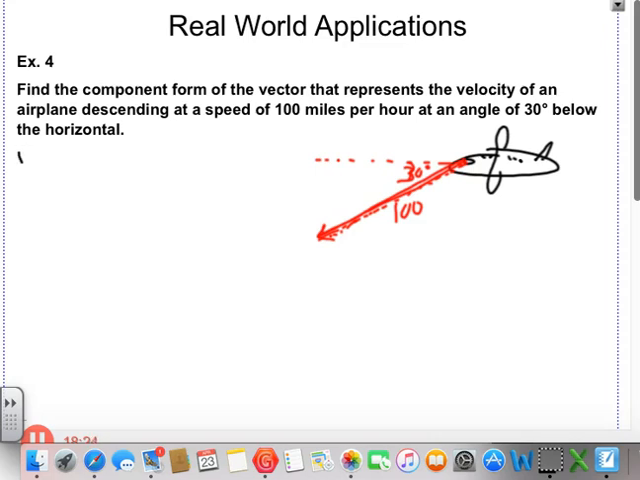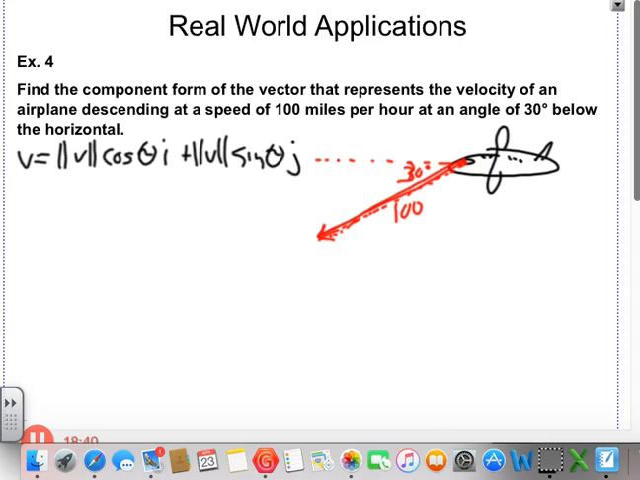So vector v, okay, it's going to be the magnitude of v times the cosine of theta i plus the magnitude of v times the sine of theta j.